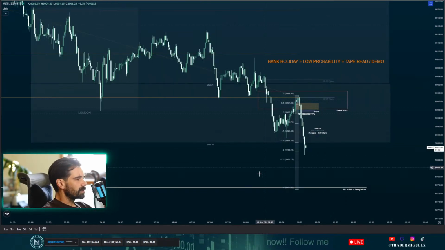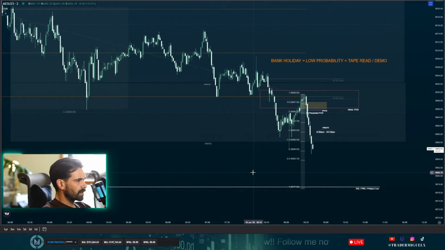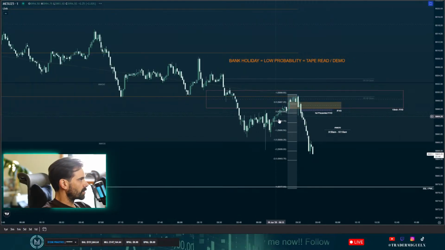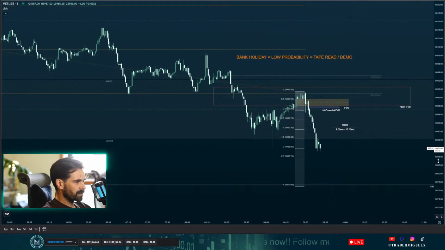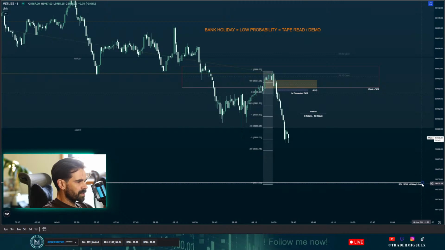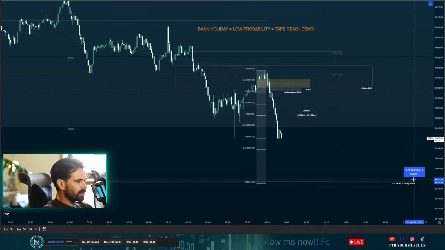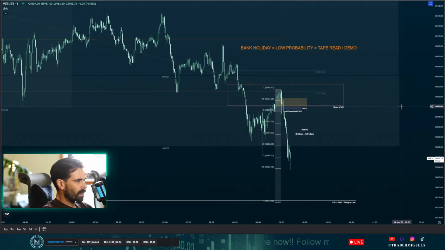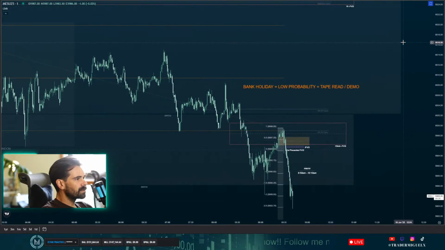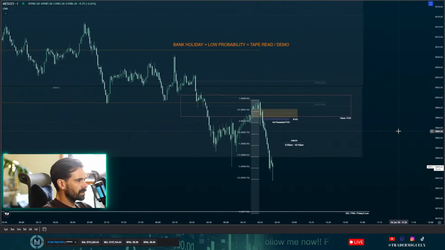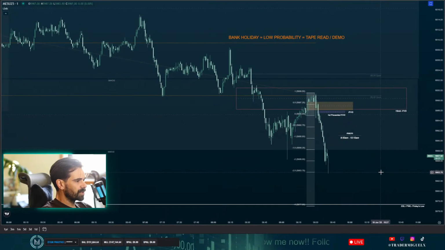So looking into the 2 minute, it has been just a drive to the downside. No time for entries right now, nothing to enter, just a move to the downside. Sometimes we know where price wants to go, but it is so heavy or so one-sided that we cannot interact with it. It doesn't give us the opportunity to do so.